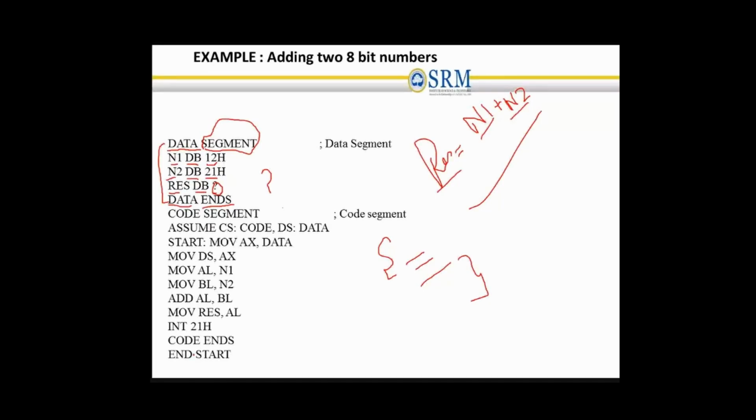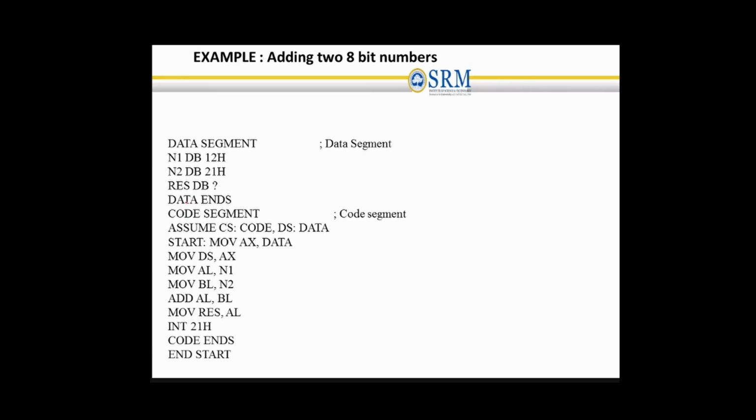Now I'll take the next segment, the code segment. Again, if you see, code is the name for the segment, and I'm denoting its assembler directive. I'm telling it's a code segment, and I am terminating with code ends. So here this is the end of the segment. Inside this only I'm going to write my program.